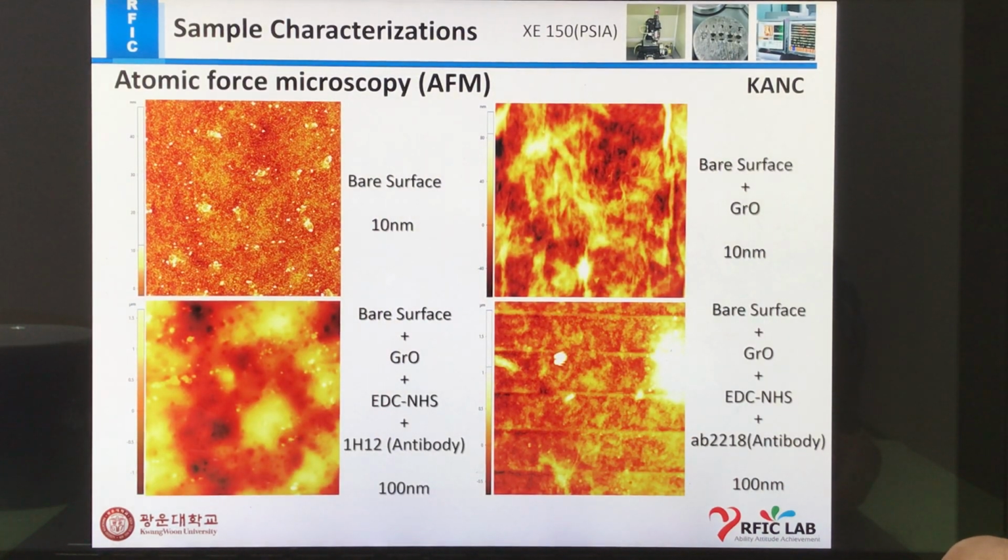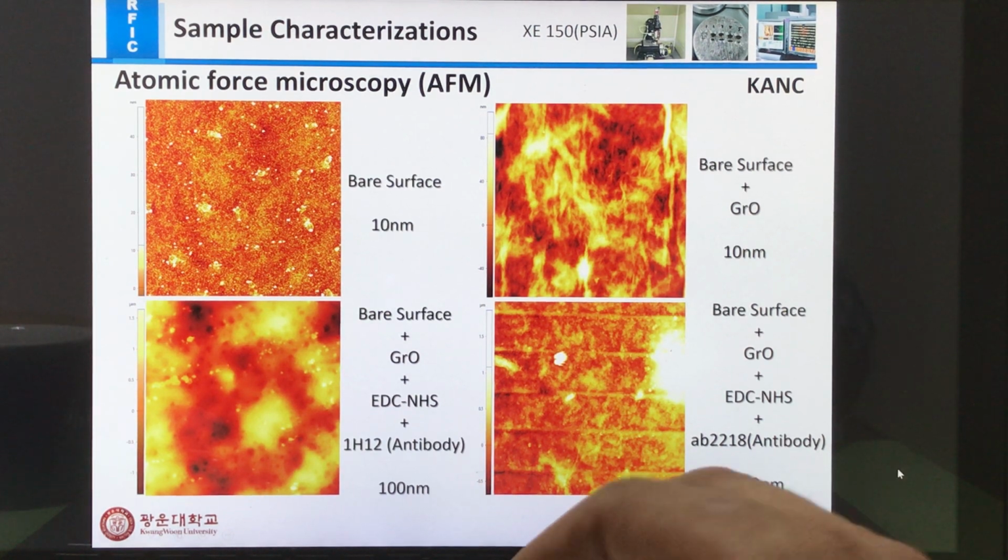So this is the AFM microscopic morphological images. The first one is a bare surface, taking the image at 10 nanometer, and the second one is the bare surface with graphene oxide, the same scale, 10 nanometer, and the third one is bare surface with GO and having a 1H12 antibody in the presence of EDC NHS. The 1H12 antibody shows some red color patches on the surface and the circle, kind of star-like shining. So we signify that the antibody is easily combined with the antigen.